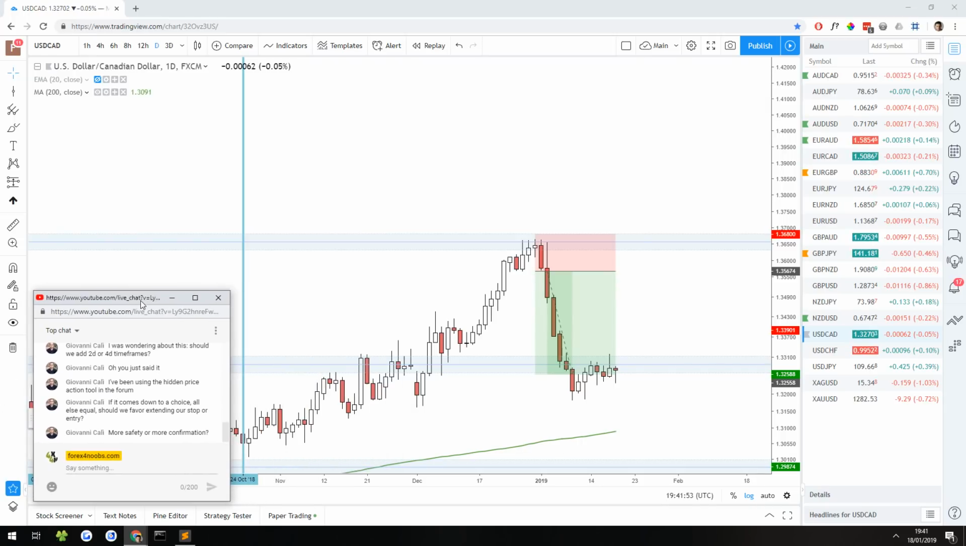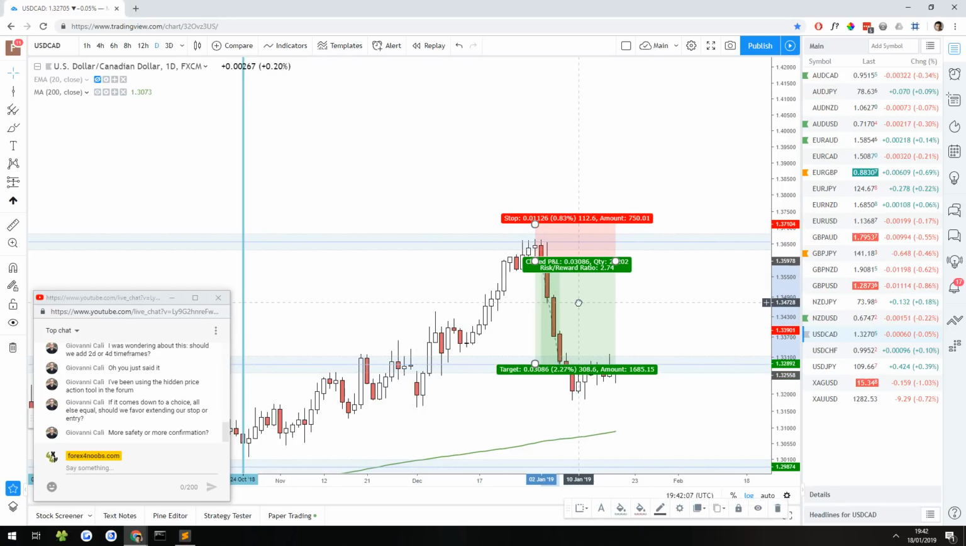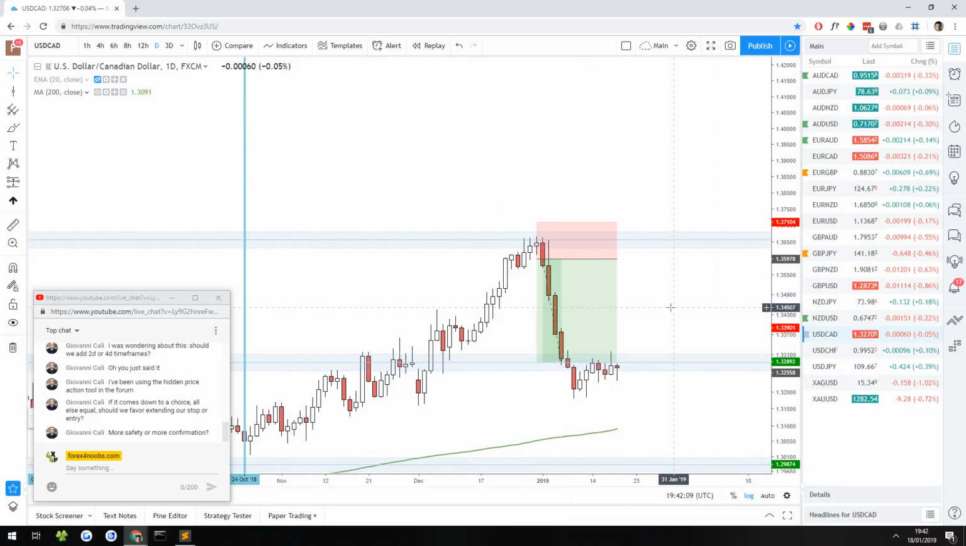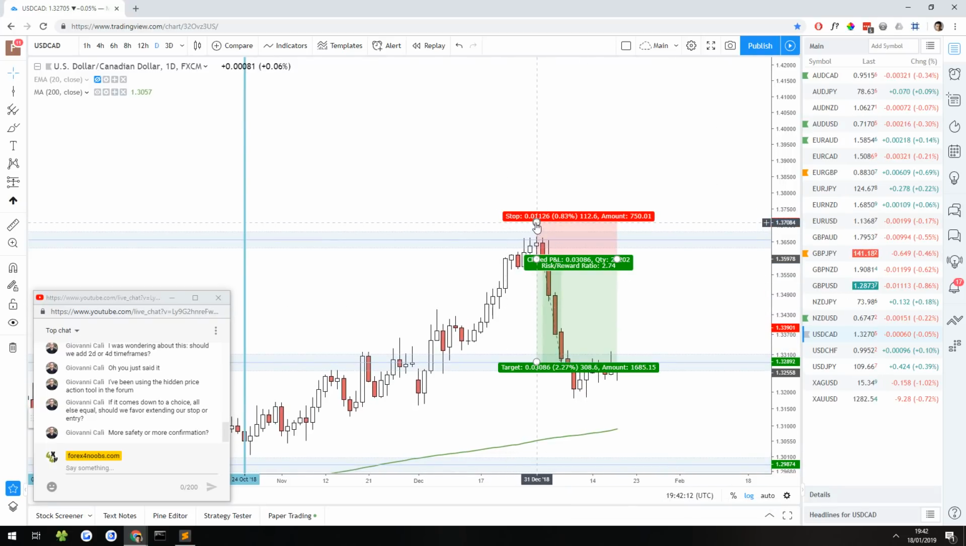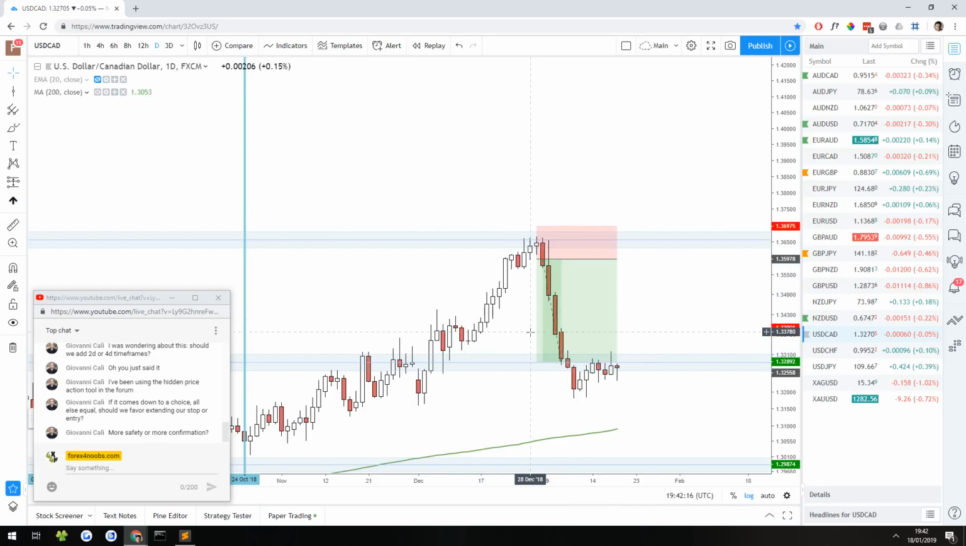Ooh, that's a good question, Giovanni. If it comes down to a choice, everything else is equal, should we favor extending our stop or extending our entry? I usually just do a bit of both if I can manage it. If I can't manage it, I'll usually extend my stop loss because I prefer that extra protection.